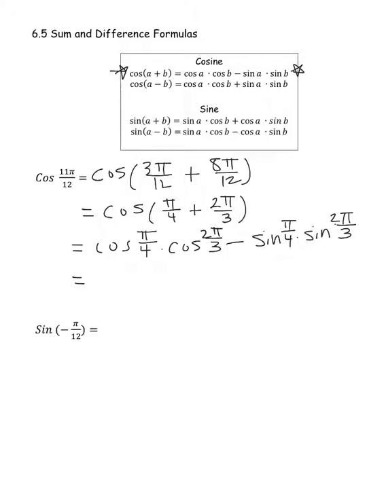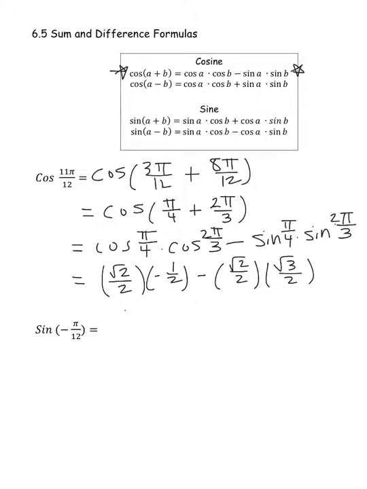Cosine of pi over 4 is square root of 2 over 2. Cosine of 2 pi over 3, that is negative 1/2. Sine of pi over 4, that is square root of 2 over 2. And sine of 2 pi over 3 is square root of 3 over 2. And then multiplying here, I would get negative square root of 2 over 4 minus, I'll just put this all over, it has the same denominator, so I can combine numerators here, so it would be minus the square root of 2 times square root of 3 is square root of 6. And that's done.